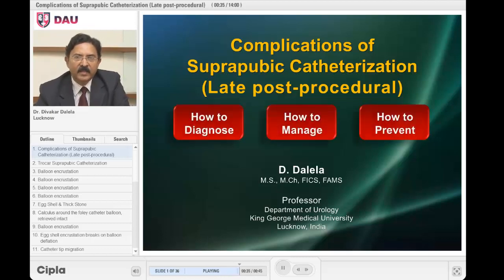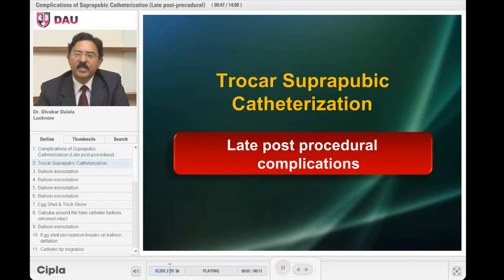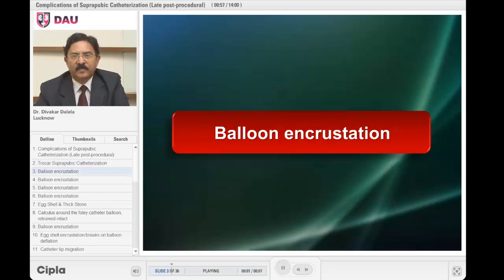I shall be talking here about how to diagnose these complications, how to manage these complications, and how to prevent these inadvertent happenings. The late post-procedural complications, by that I mean anything that happens after 2 days to a month later. The first complication that I want to talk to you about is balloon incrustation.